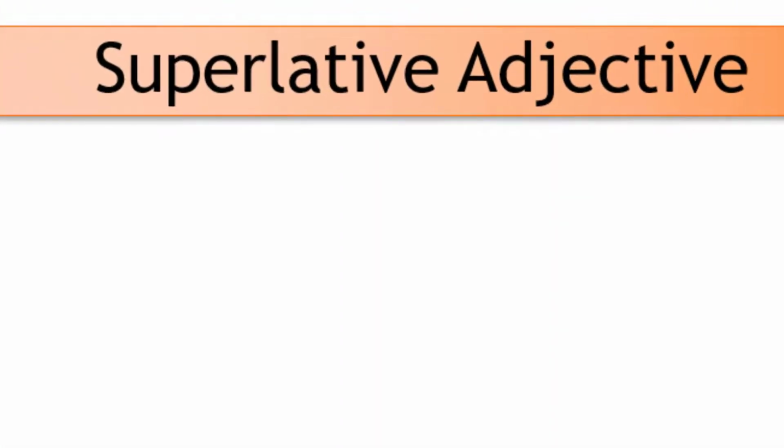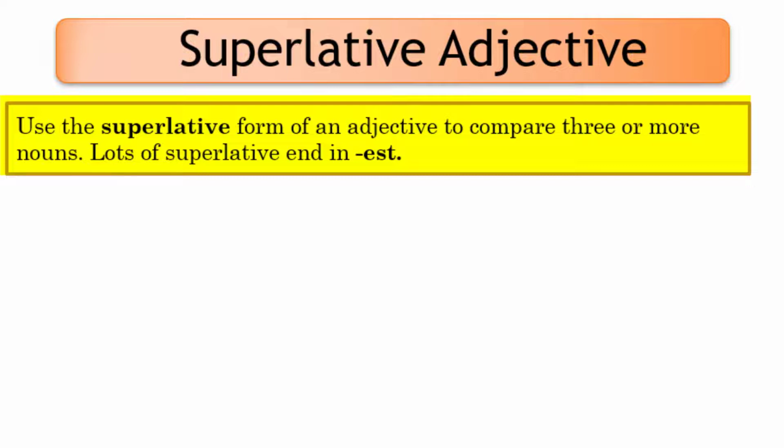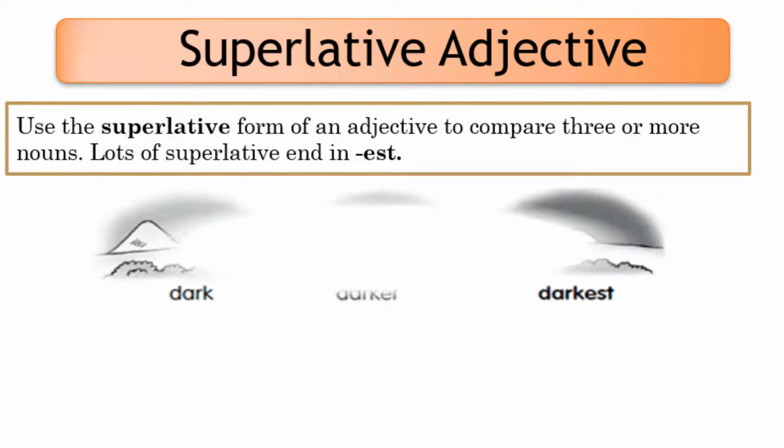Right, now let's move to the superlative form. We use the superlative form of an adjective to compare 3 or more nouns. So unlike the comparative, in which we have just 2 maximum, here we have 3 or more. It can be 3, 4, 1 million, 2 millions, 1 billion. So there is no limit here. So lots of superlatives end in est.